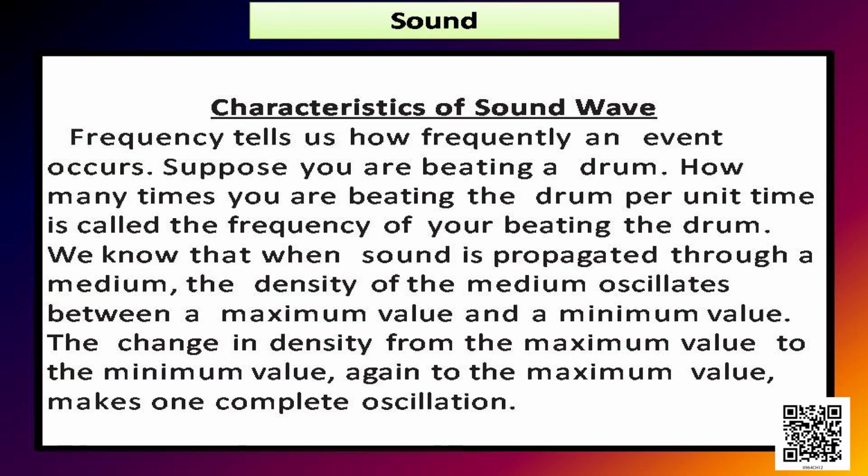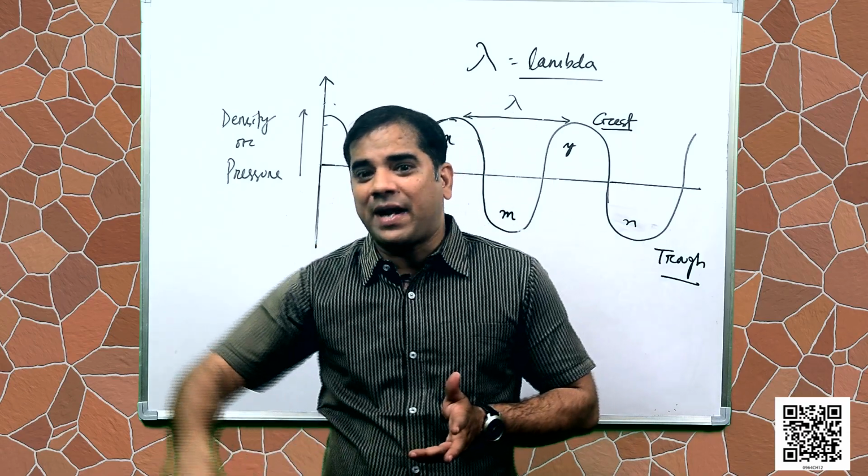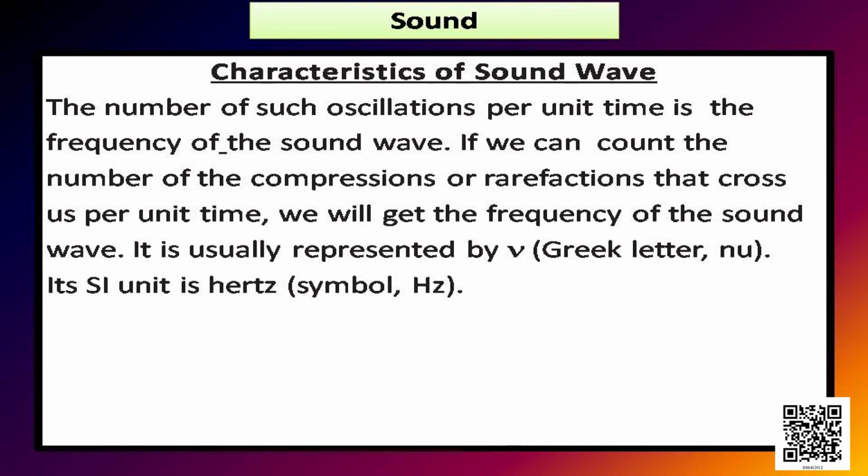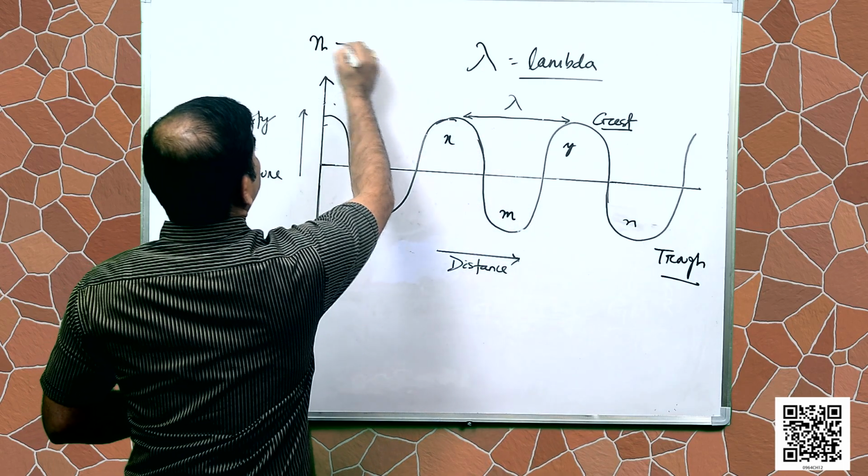We know that when sound is propagated through a medium, the density of the medium oscillates between a maximum value and a minimum value. The change in density from the maximum value to the minimum value, again to the maximum value, makes one complete oscillation. The number of such oscillations per unit time is the frequency of the sound wave. If we can count the number of compressions or rarefactions that cross us per unit time, we will get the frequency of the sound wave. It is usually represented by nu, a Greek letter. Its SI unit is Hertz and its symbol is Hz.